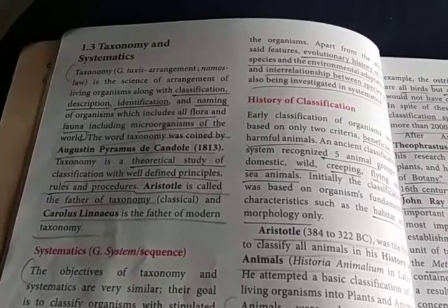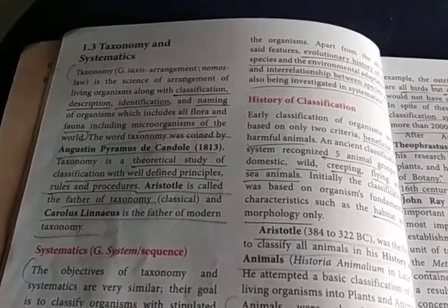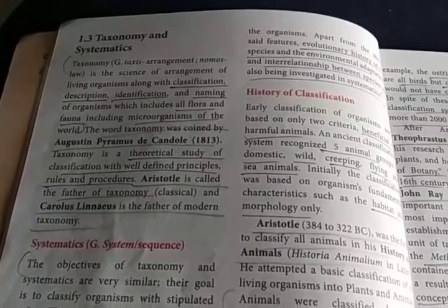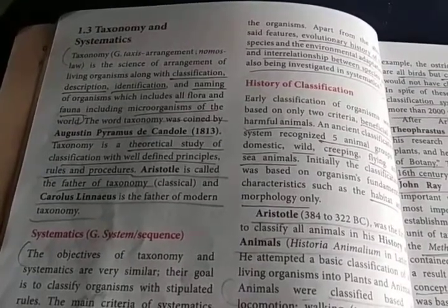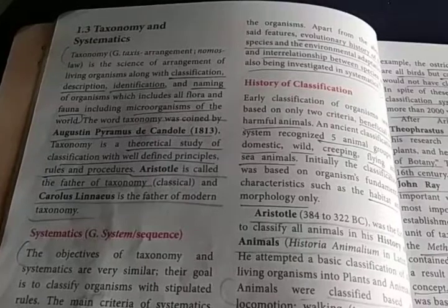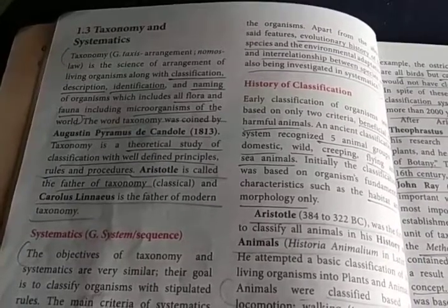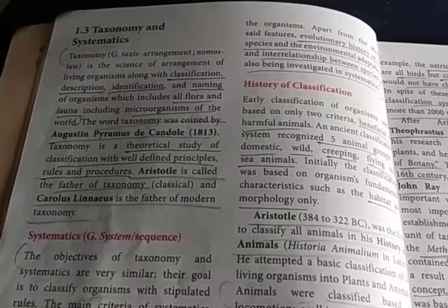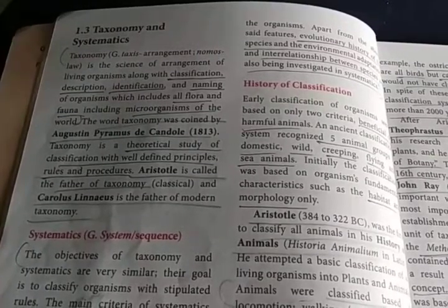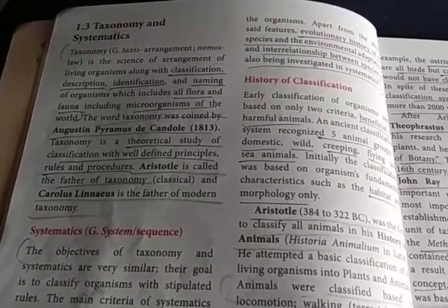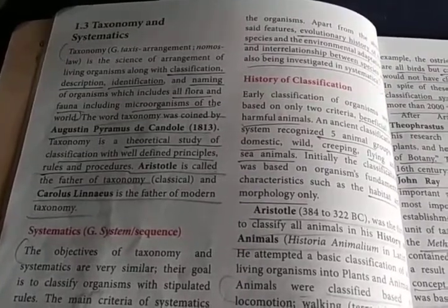Practical means going to the lab, doing experiments, finding out by doing, seeing and proving. So taxonomy is a theoretical study of classification with well-defined principles. The classification is given by well-defined principles, rules and procedures. They followed certain principles, rules and procedures and classified the organisms that we are studying.